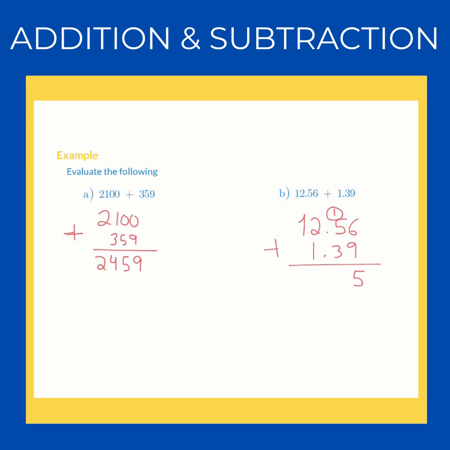Now I have 5 plus 3 is 8, plus this one. So 5 plus 3 plus 1 is equal to 9. Then I have the decimal point. Then I have 2 plus 1 is 3, and 1 plus nothing is 1. So the answer is 13.95.